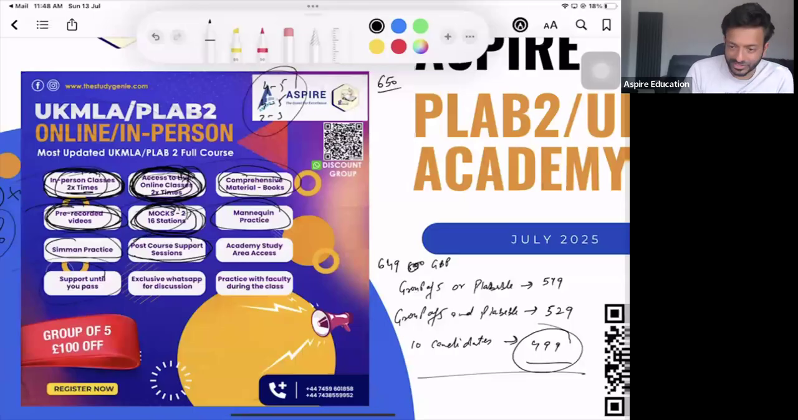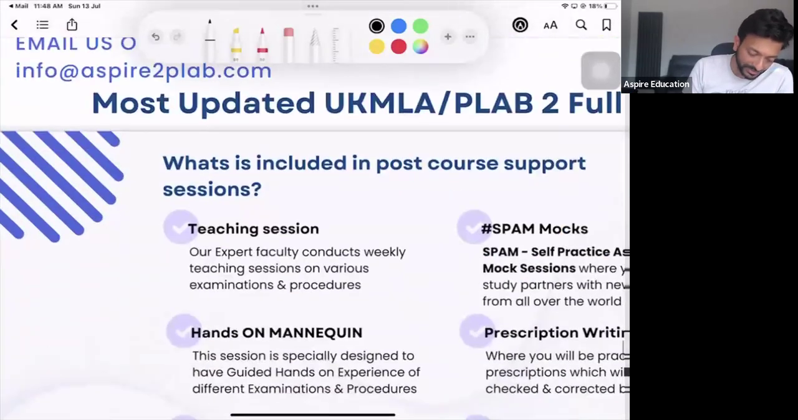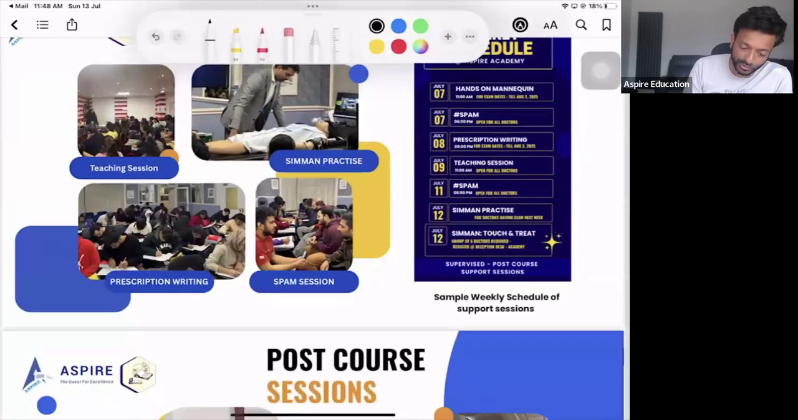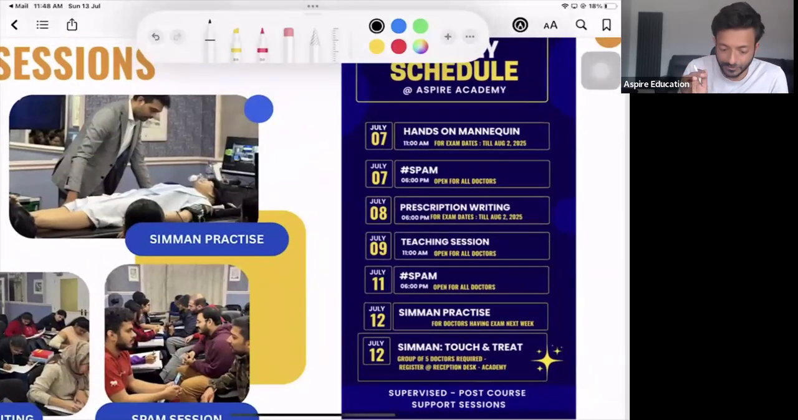Now, the post-course support session, what it is, I'm going to tell you in more detail. Academy study area, mannequin area is available for you guys. Practice with the faculty. That's what we do in our classes. We do not teach much. We actually practice, practice, and practice. For every batch, we have got an exclusive WhatsApp group for discussion as well, right? Now, this post-course support session, let me tell you a bit more in detail what it means.